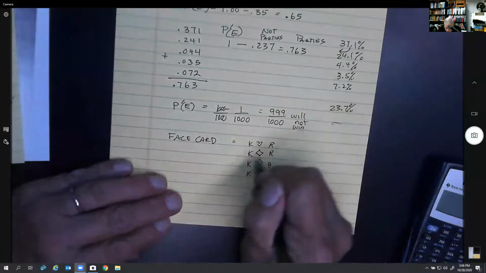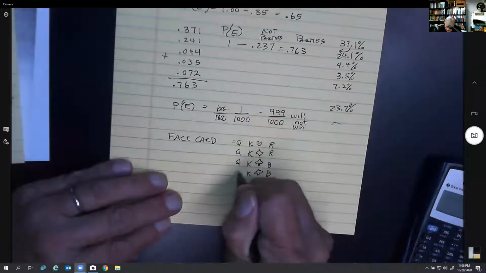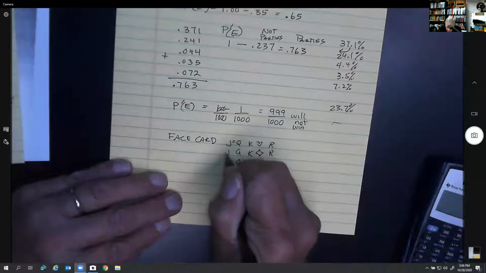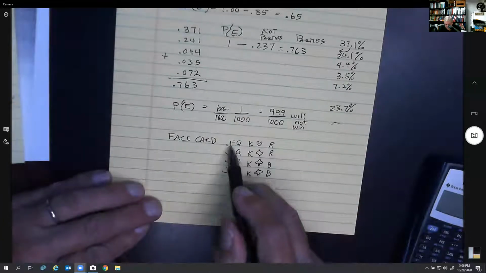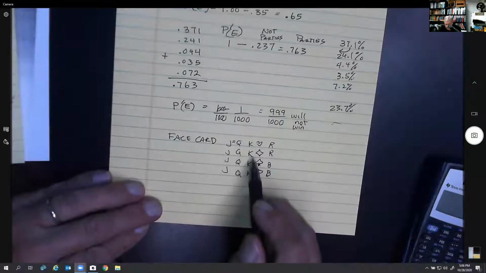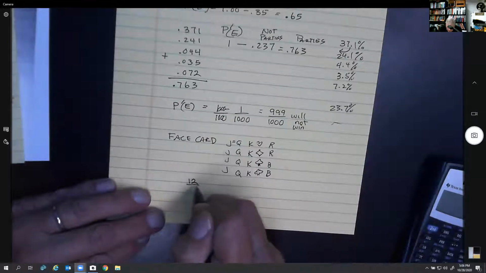And you also have a queen of each one of these, and you also have a jack. So how many cards are there altogether? 4, 8, 12. There's 12 out of 52 cards that are face cards.